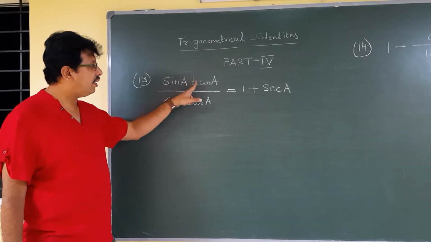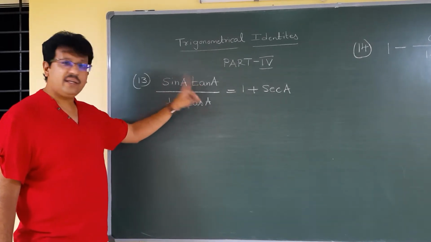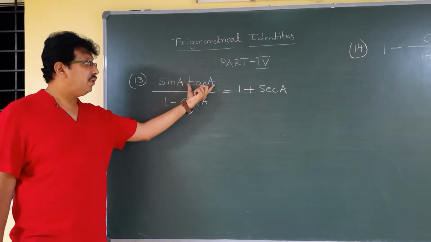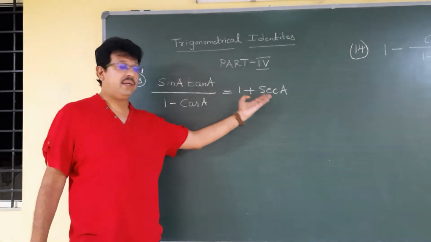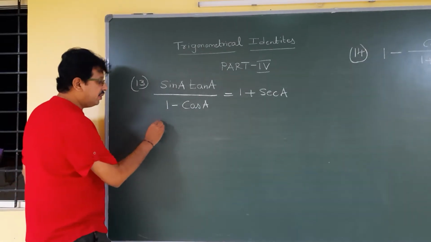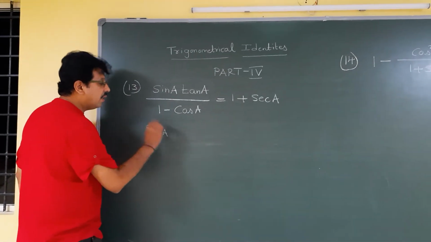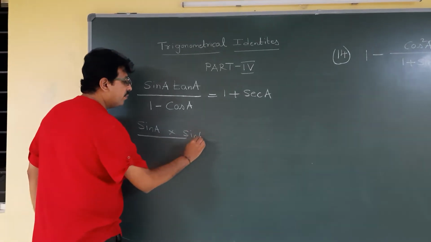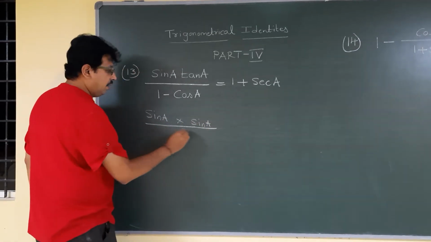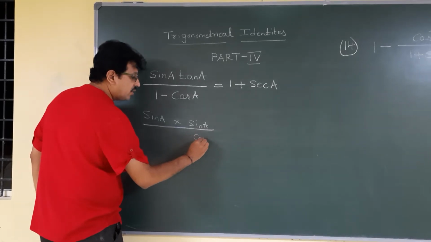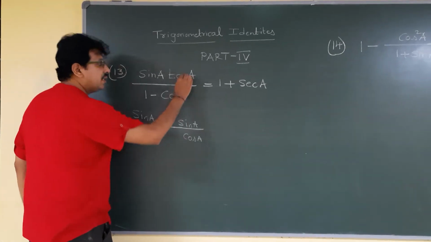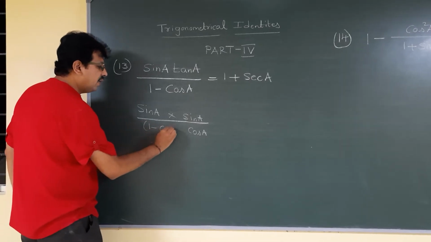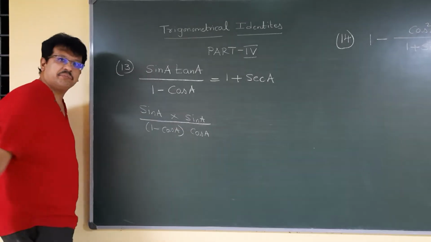Sin A into tan A is there. So this tan A should be written as sin A by cos A. That is very important because we don't want tan A at all here. We wanted secant A here. So what we'll write here means sin A into sin A by cos A. Sin A by cos A is nothing but tan A. And of course this will be written as it is, 1 minus cos A. That will not change, children.